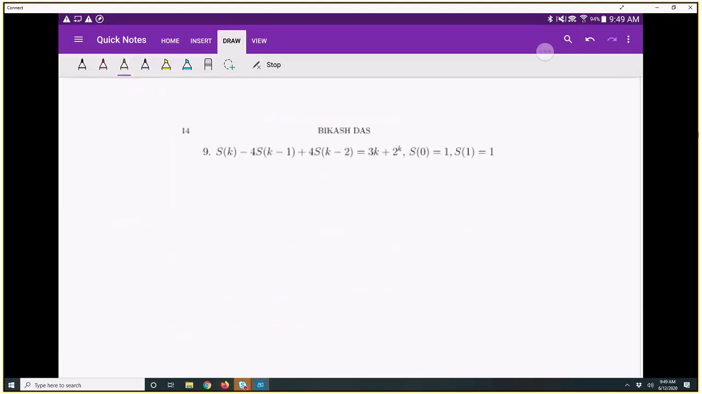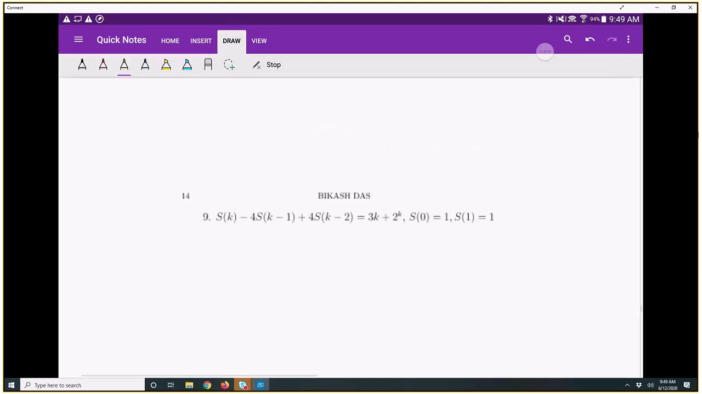Now this third example will be quite a bit more complicated. So I'm going to show you an example of how to do something a little more intricate. But we're going to follow the same process to begin, which is we're going to examine the homogeneous recurrence relation that corresponds to this recurrence relation.